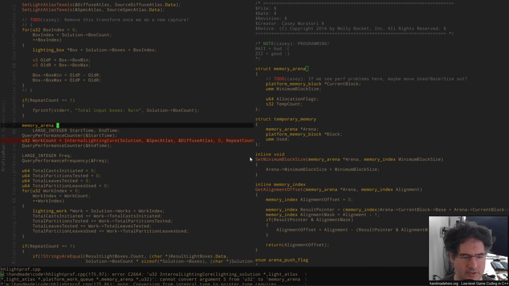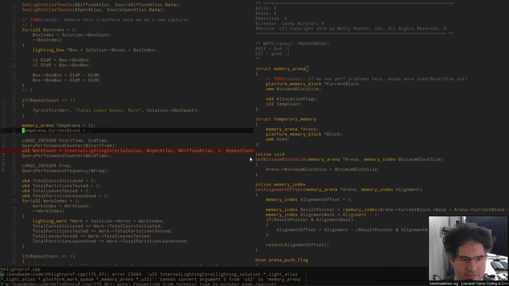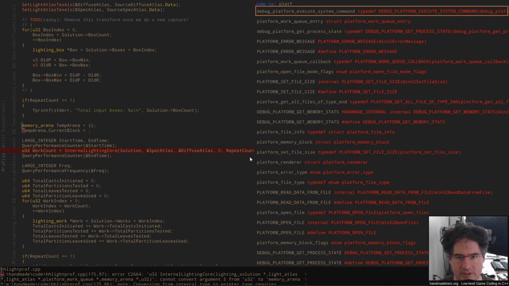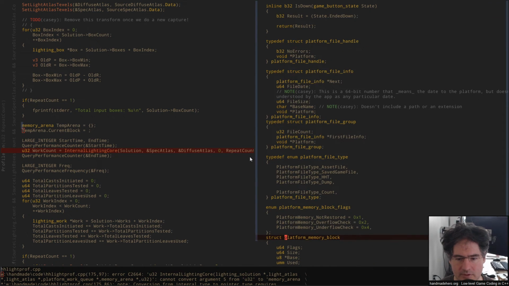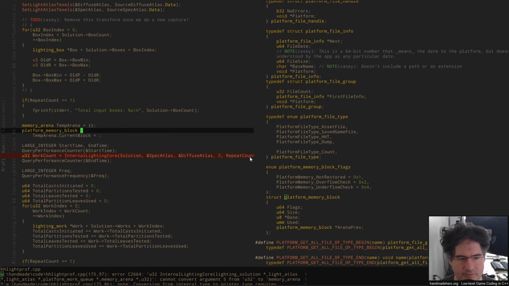So I think what we can do here is say that there's a temp arena, and then the temp arena's current block can just be something that we actually pass that's some large allocation. So platform memory block, like this. We can just stuff this with values that are sufficient for our needs. I think that should work.